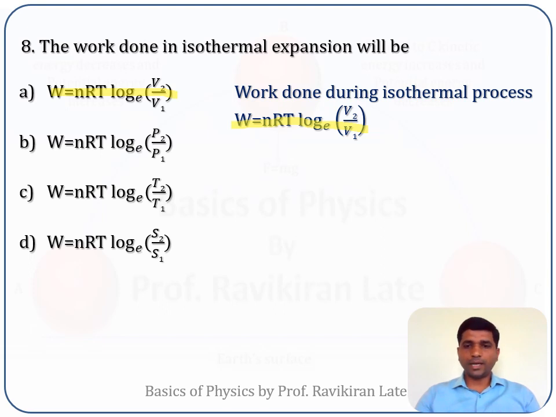But sometimes it may happen in the exam that this straightforward question will not be asked. Instead of the natural logarithm, some people may give logarithm with respect to base 10. In that case, you have to multiply by a conversion factor of 2.303. The work done in an isothermal process will be W is equal to 2.303 nRT log V2 by V1, and that log will be with respect to base 10.